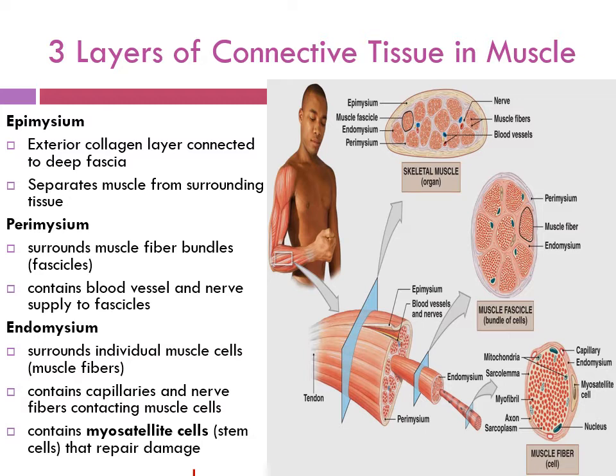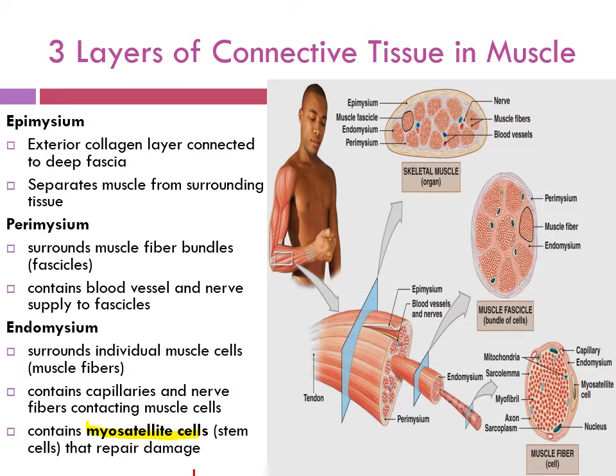A fascicle is a bundle of individual muscle fibers. And then the endomysium surrounds those individual muscle fibers themselves. It has a capillary bed and nerve fibers that come into contact with the muscle cells. We're going to learn a lot about what happens at these neuromuscular junctions where the nerve and the muscle come together. And the endomysium contains myosatellite cells.